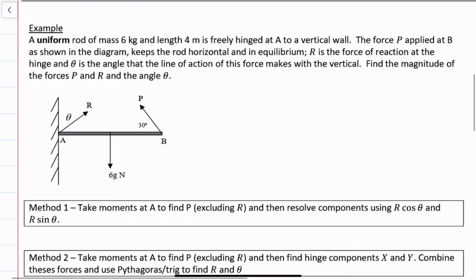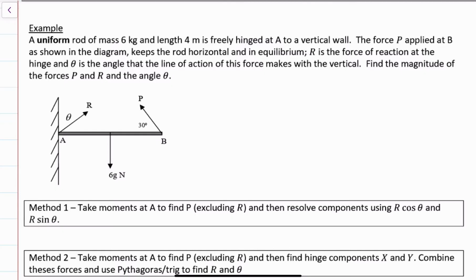So this example says, a uniform rod of mass 6 kilograms and length 4 meters is hinged freely to a vertical wall. The force P applied at B, as shown in the diagram, keeps the rod horizontal and in equilibrium. R is the force of the reaction at the hinge, and theta is the angle that the line of action of this force makes with the vertical. Sometimes it's going to be vertical, as it is here. It also could be the horizontal, so you just go with whatever they have done in the question. Find the magnitude of the forces P and R and the angle theta.